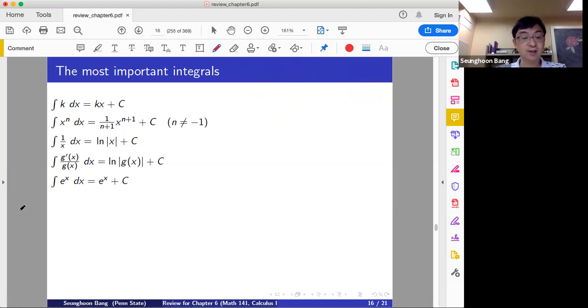Integral of e to the x is e to the x. What's the integral of e to the kx? Do you know that?